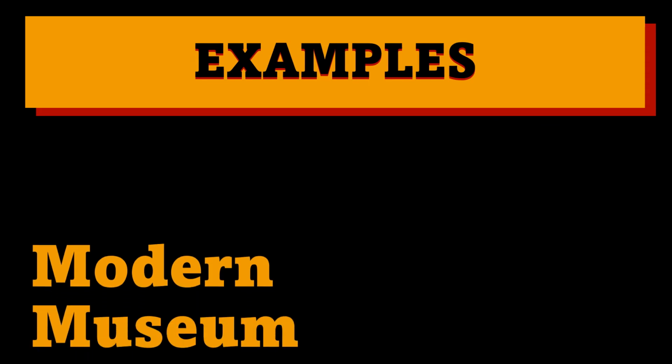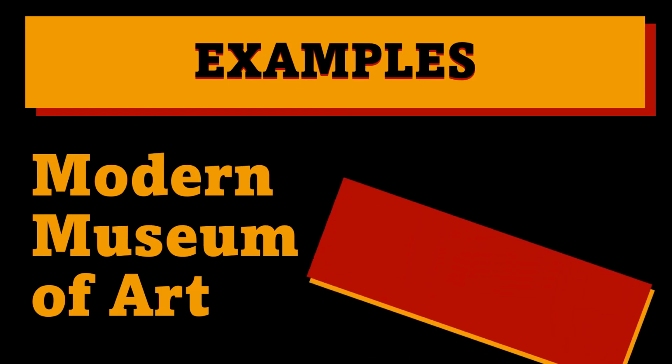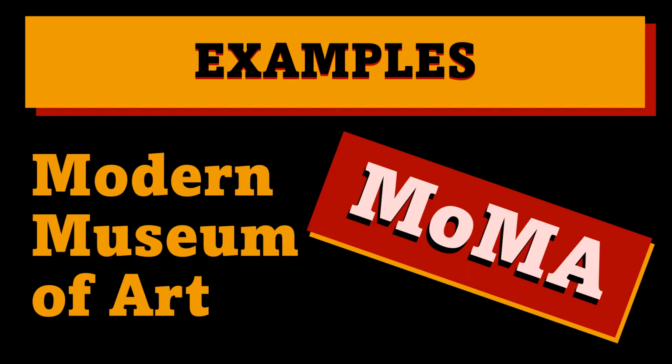Let's take a look at an example. The Modern Museum of Art. Look at all these beautiful pieces of art. We got Van Gogh, Dali, etc. Okay, so here we're going to abbreviate this to MoMA. We take the first elements or letters of the key words and we spell out a word and say it all at once, MoMA. We do not mention the initials individually, M-O-M-A.